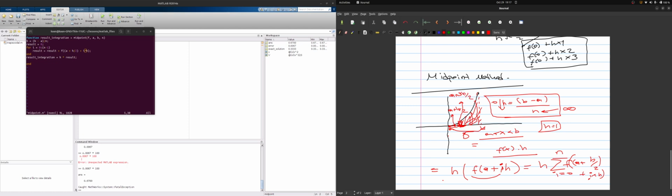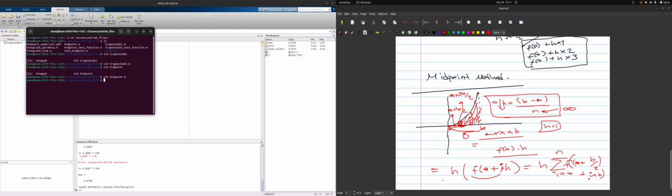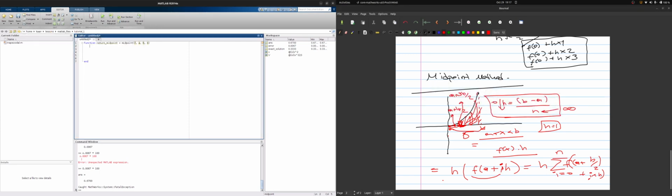And now let's write the function. So first we will take that return midpoint will be 0. The h is b minus a over n, our step. And then we have a for loop.